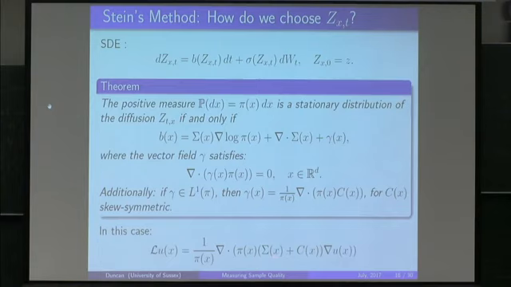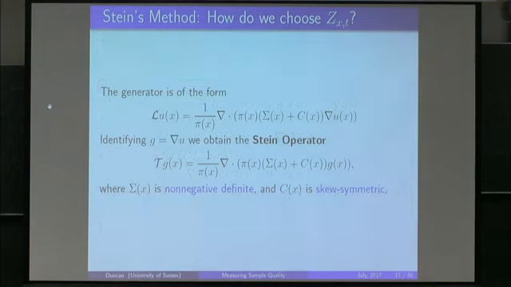Here, sigma will be a strictly positive definite matrix function, and that captures the reversible dynamics. This matrix function C is skew symmetric, which captures the non-reversible dynamics. That's what we're going to work with. And so we have this generator here. Like we did with Stein's method, we identify g with the gradient of u.